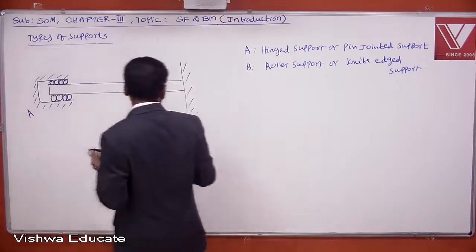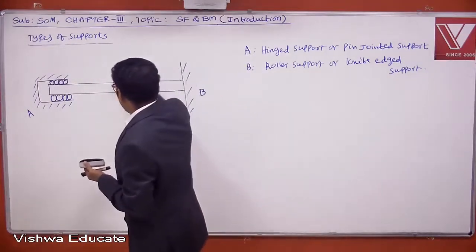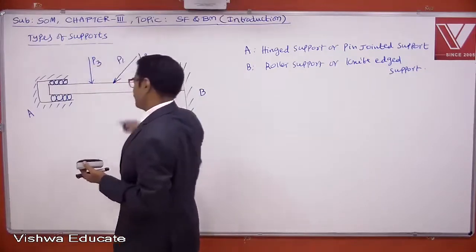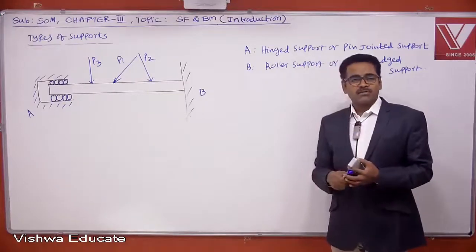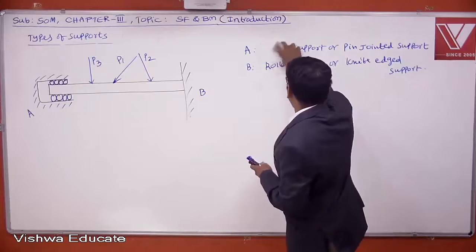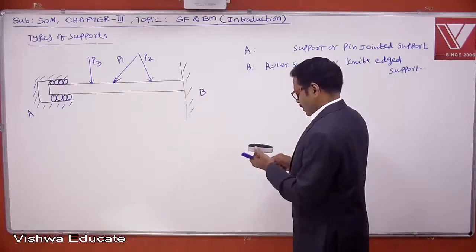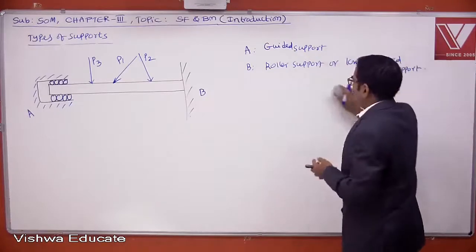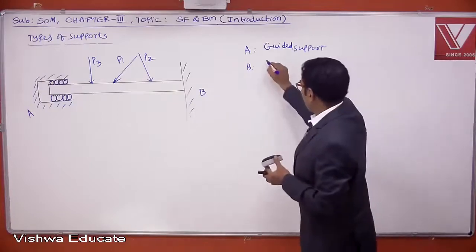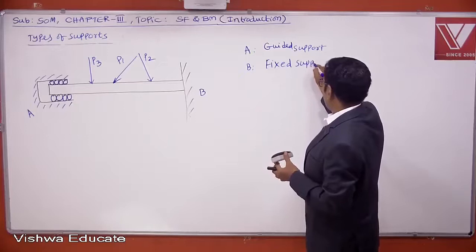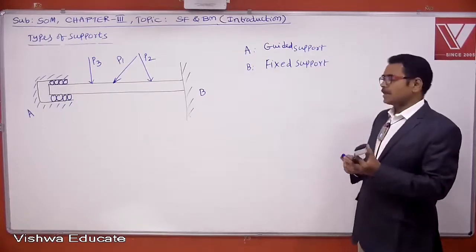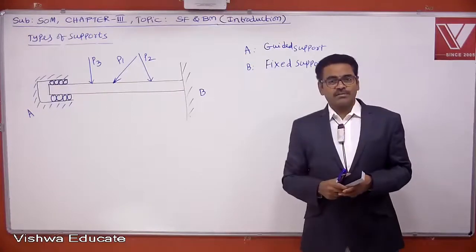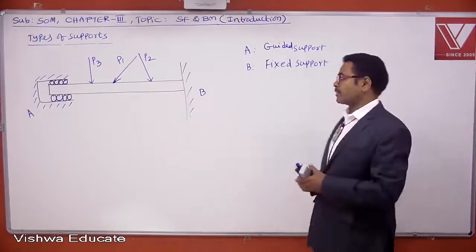Just copy this. I may call this support A and this support B, and this beam is carrying a number of loads. Maybe this is P1, this is P2 and there shall be P3. It may carry any number of loads. First you copy this diagram. From this diagram we are going to understand another two supports here. First support is guided support, and the second support, our support B, is fixed support. So copy this little diagram. From this diagram we are going to learn another two supports. Support A is guided support, support B is fixed support. So these two supports we are going to understand.